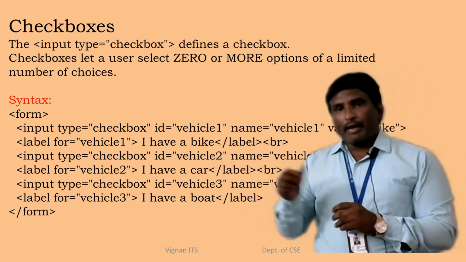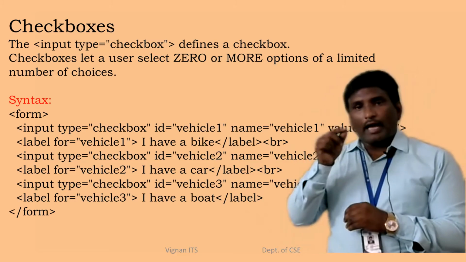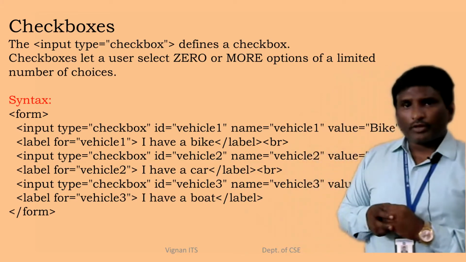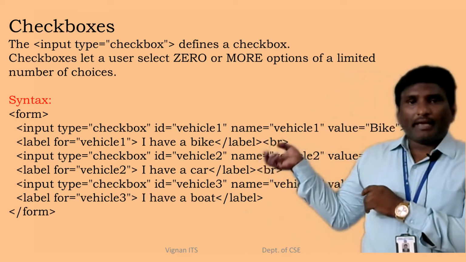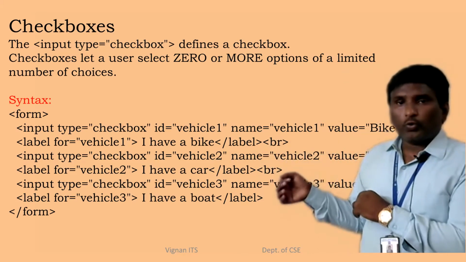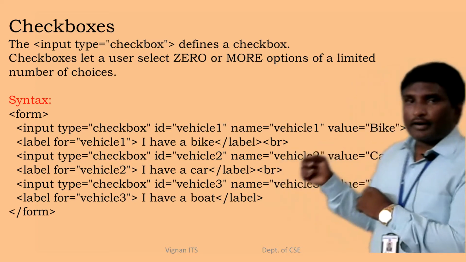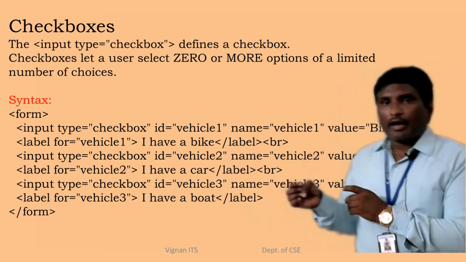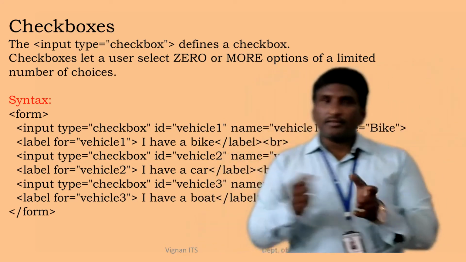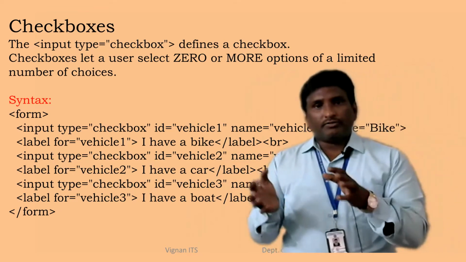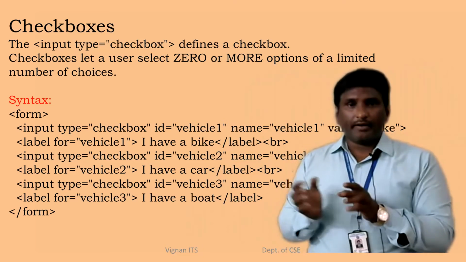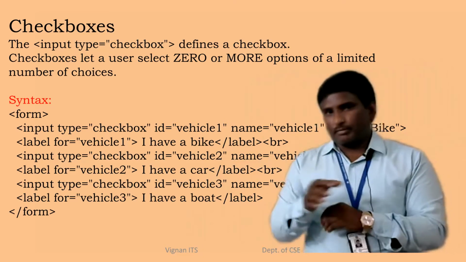So it displays "I have a bike", and before that there will be a checkbox. Then vehicle2, with value car, and before that there will be a checkbox. And the third one, boat, will be displayed as a checkbox. So in that way, checkbox options are created by using the corresponding type equal to checkbox.